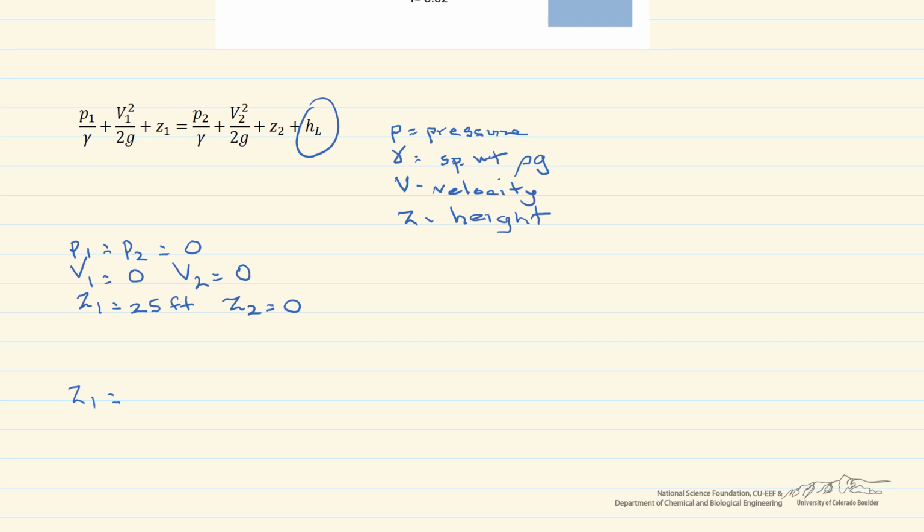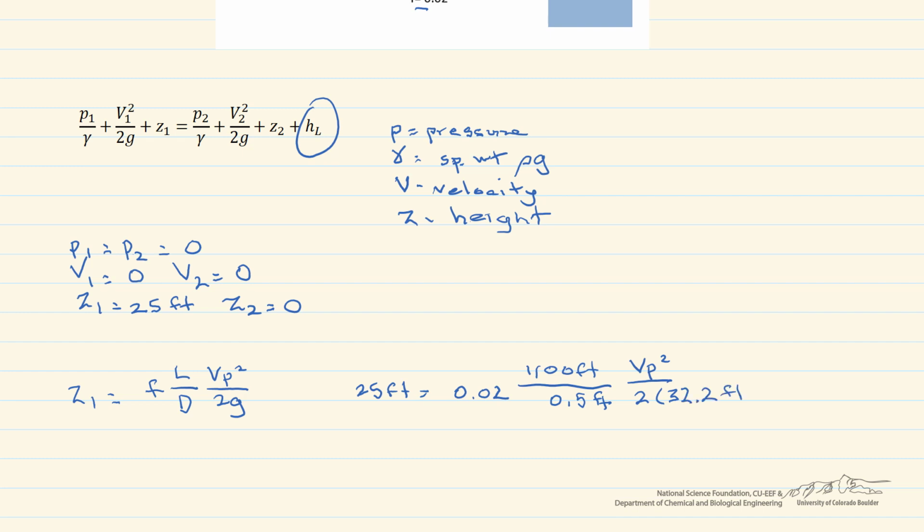H sub L, which is the head loss, equal to the friction factor, the length of the pipe divided by its diameter, the velocity in the pipe squared divided by 2g. If we write that out, we have 25 feet is equal to, and if you notice here, we're given the friction factor, so that's 0.02. Friction factor is unitless. Our length is 1,100 feet, and we divide this by the diameter. Be careful, that's in inches. You want it in feet. And then what we're looking for, the velocity of the pipe squared divided by 2 times gravity, which is 32.2 feet per second squared.